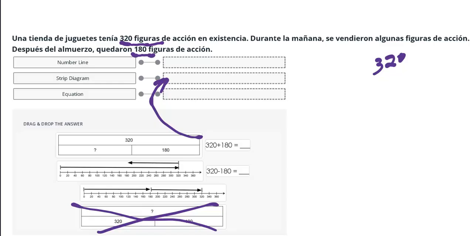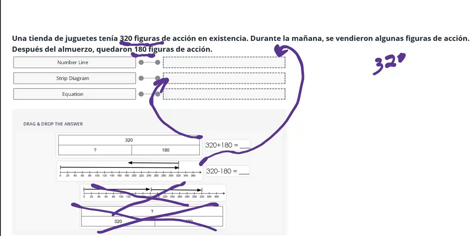Okay. So they sold some, and then they had 180 left. So if they had 320 and they had 180 left, did they gain more or did they lose some? Right, they lost some. So you would have to have something going backwards. If you look at the second one, it is not going backwards at all, but the other one is. So it would go in number line.